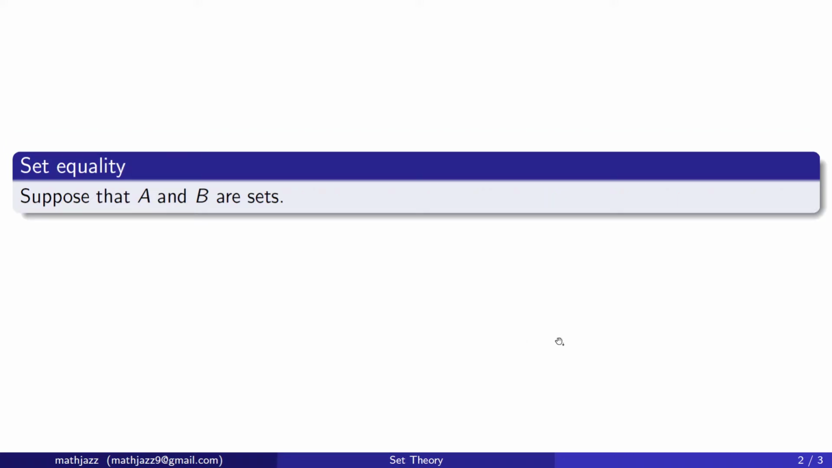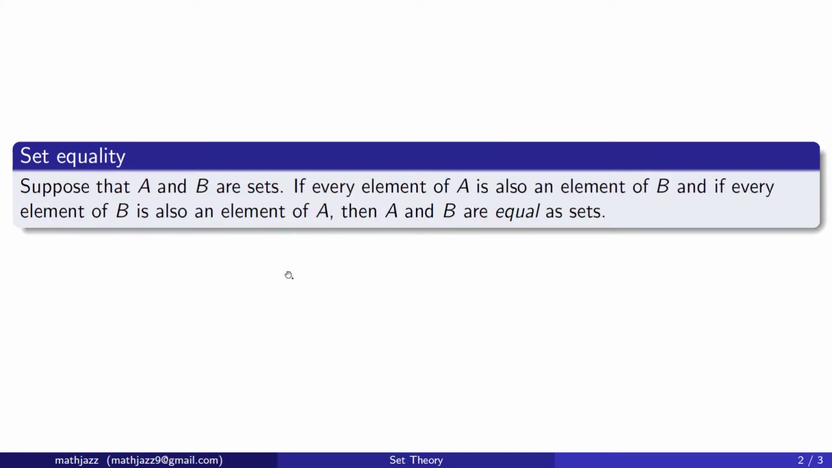Set equality. So we know what equals means in terms of numbers. We know that 4 is equal to 2 plus 2, but we also have an idea of what equality means between sets. So suppose that A and B are sets. If every element of A is also an element of B, and every element of B is also an element of A, then A and B are considered equal as sets.